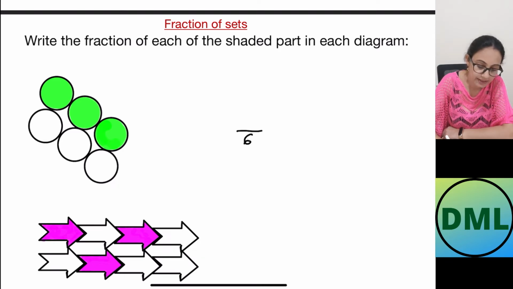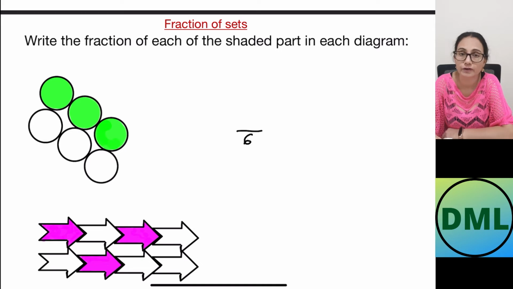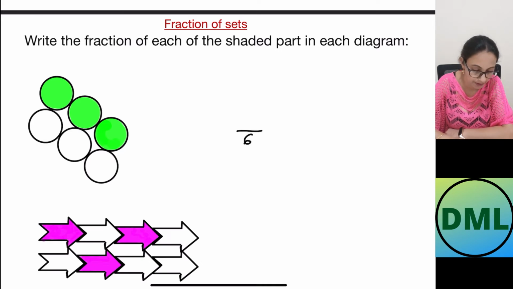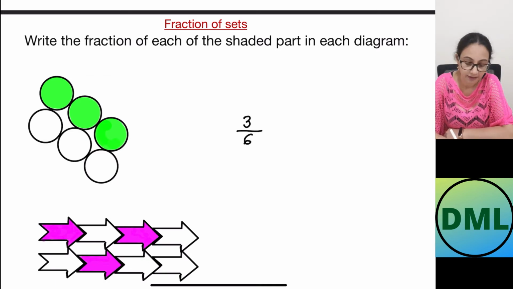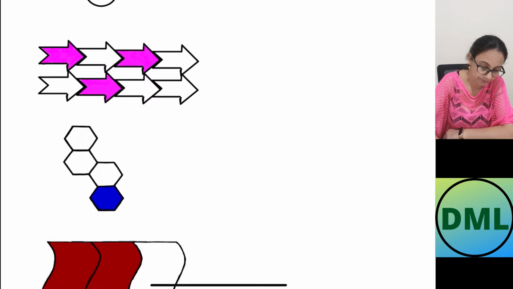So how many parts are colored? First I will look for the colored parts. So colored parts are 1, 2 and 3 parts are colored. So I will write down 3 in the numerator. That means 3/6 of the figure is green. So that means out of 6 parts, 3 parts are green. That is the meaning of that question. Let's see one more example.